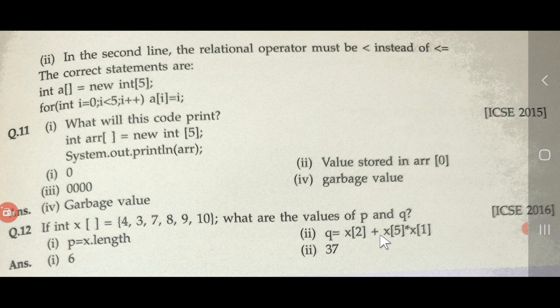And then after that, q equals x2. So we check here 0, 1, 2, that is 7, the third element, that is 7, plus x5 into x1. X5 means the sixth element they are talking about: 0, 1, 2, 3, 4, 5, that is 10, into x1. X1 means 3. 10 into 3 is 30, and x2 was already 7, so 30 plus 7 is 37.